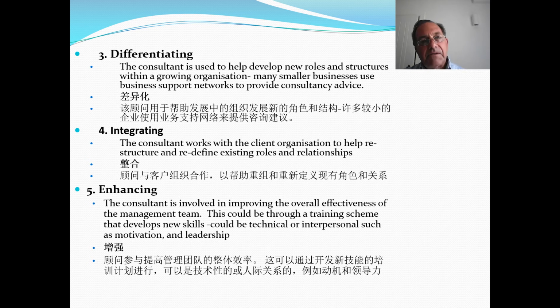and develop their business. The fourth role is where the consultant will be working within the organisation to help restructure and redefine existing roles and relationships. Slightly different from the third role, which I've just referred to, in that this will be where a consultant will probably integrate themselves within the organisation for a specified period of time.